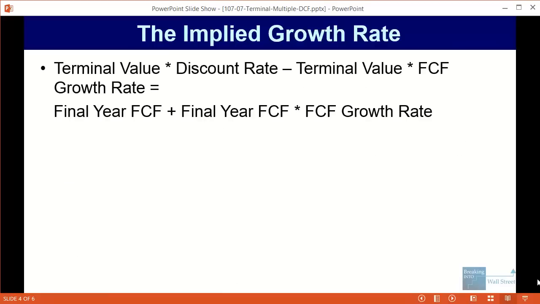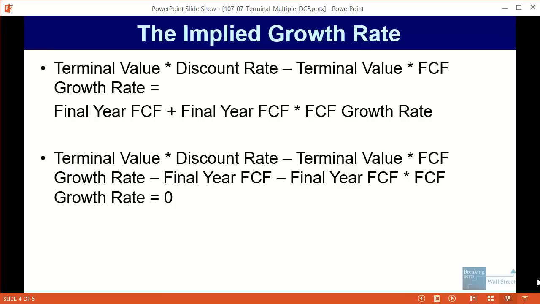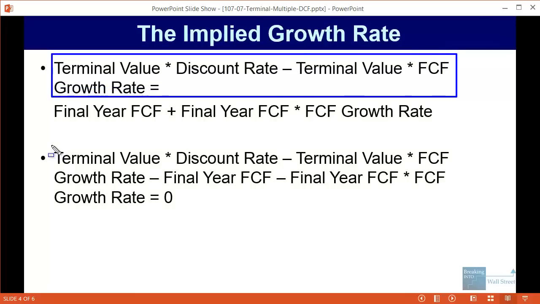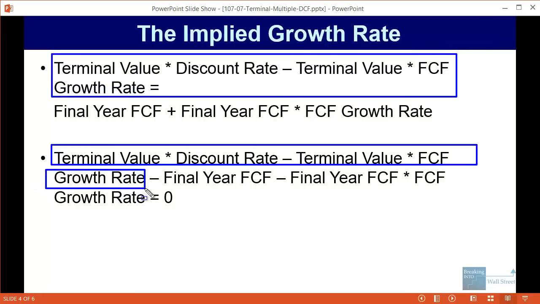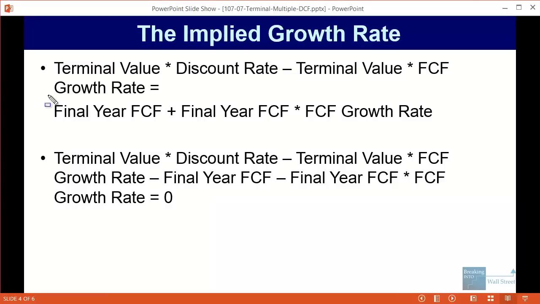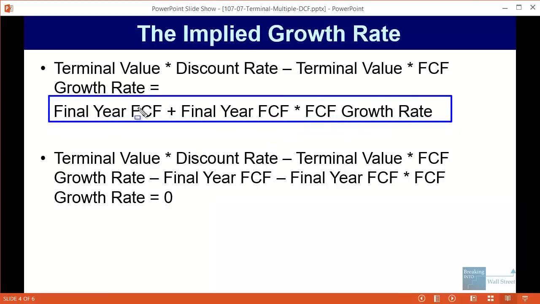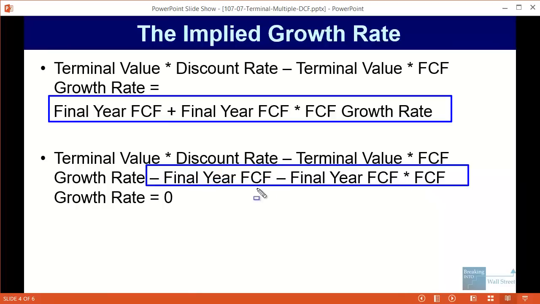So let's keep going. This is where we just left off in the last slide. Now the next thing to do here is that we want to move everything over to one side of the equation and make the other side equal to 0. So this whole first part, we're keeping this on the left-hand side of the equation. And then what we do is take everything on this side, final year free cash flow plus final year free cash flow times the growth rate, and then we just subtract it. We cancel it out of this side, subtract it, and move it over to the left-hand side. So minus final year free cash flow minus final year free cash flow times free cash flow growth rate equals 0.